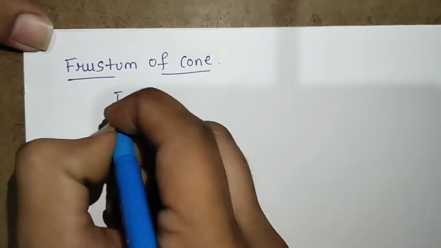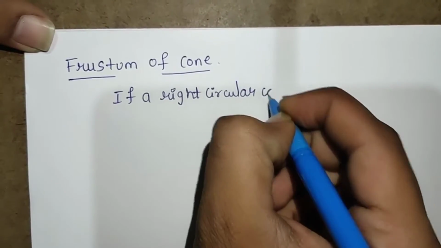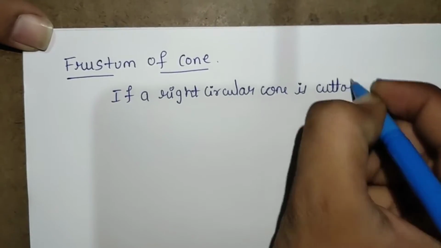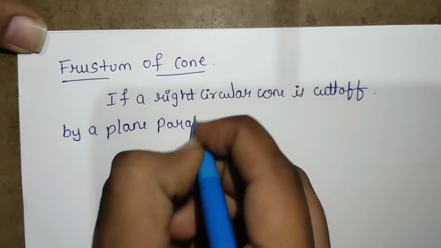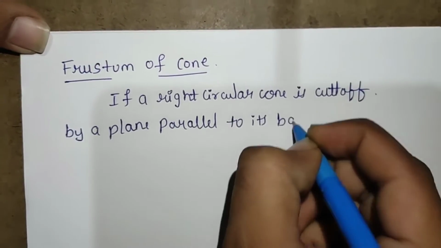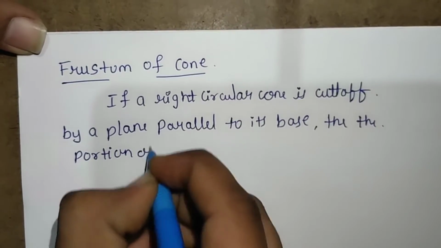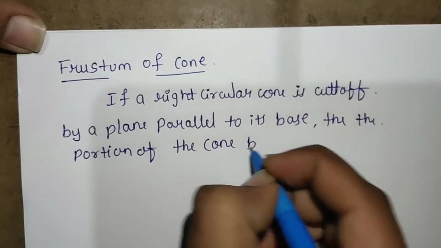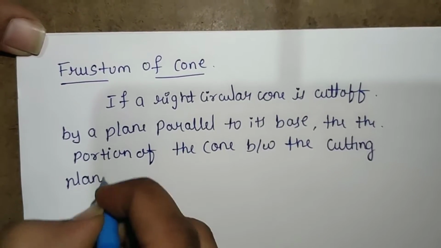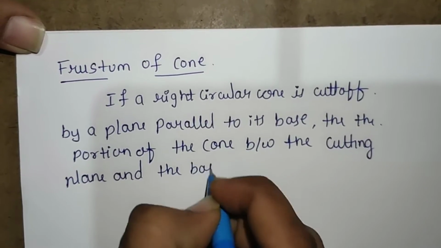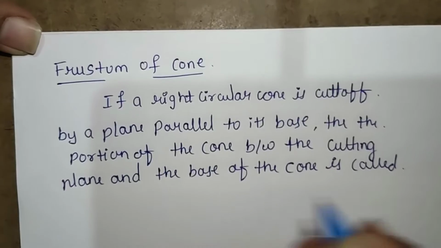If a right circular cone is cut off by a plane parallel to its base, then the portion of the cone between the cutting plane and the base of the cone is called a frustum of cone.